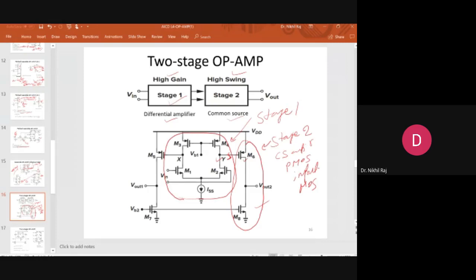So this is a common source amplifier with a load. This is your load. Again, here if I see, this is your input MOS and this is your load. So Vout1, this is your common source amplifier 1, and this is your common source amplifier 2.